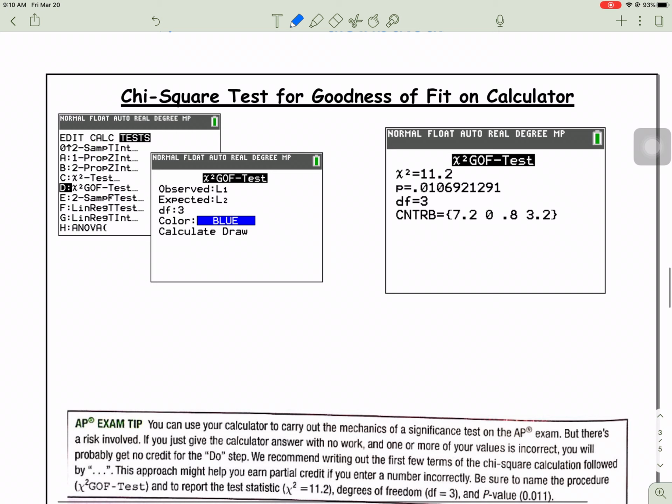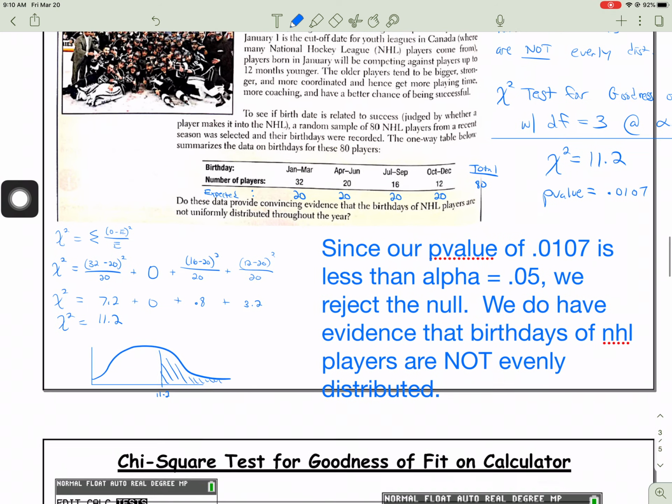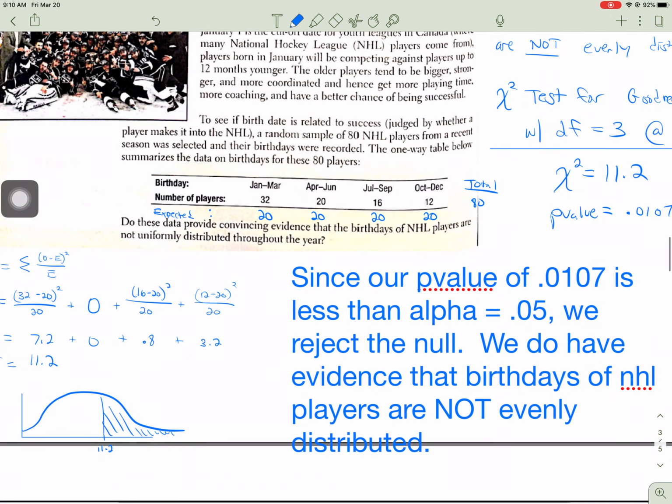So for chi-square test goodness of fit, what you're going to do is this. It's in the test column, so stats tests, and then it's chi-square GOF test. Now, when you click that, it tells you observed and expected in degrees of freedom. Now, this color thing is if you have the new calculator, then it says calculate and draw. Now, notice that observed says L1 and expected says L2. What you're going to do in your calculator is you're going to go back and enter in the observed into list 1.